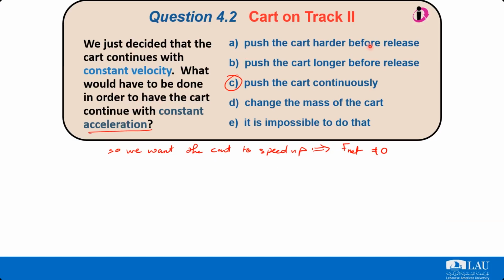If you push harder before release, well, you are releasing again, so there's no force. So again, the speed is constant. You push longer before the release. Again, once you release the cart, there's no F net anymore, so the speed will be constant. Whereas in part C, if you push continuously, then you are continuously making a net force and continuously moving with a constant acceleration. So option C is the correct choice.